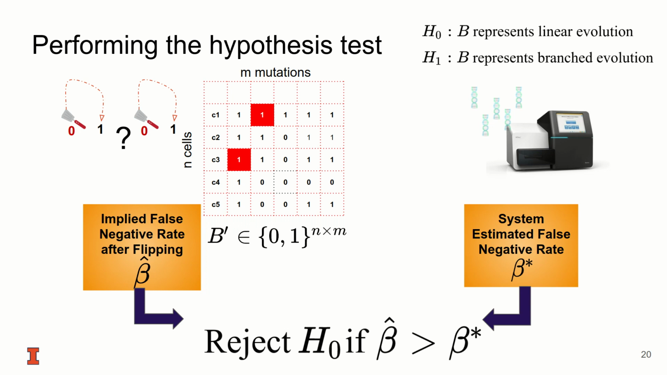The first is that the model of evolution is the infinite sites model. And we also have an additional assumption that we can obtain an estimate of the system false negative rate for the sequencing technology that's being used. And there are methods to obtain these in practice.